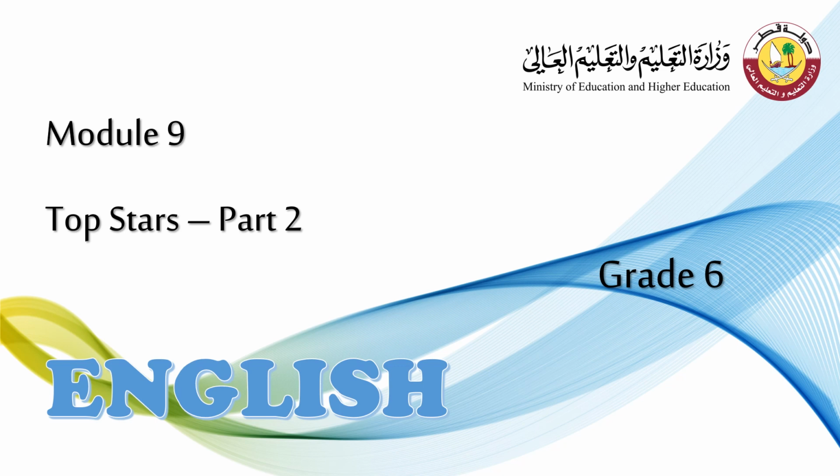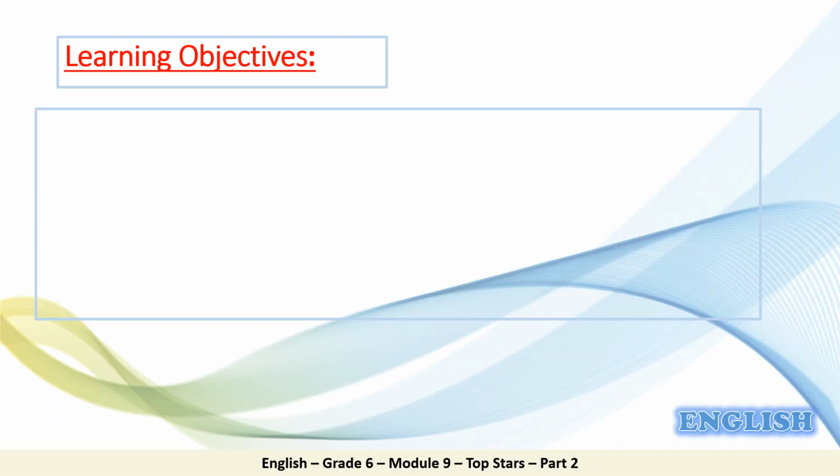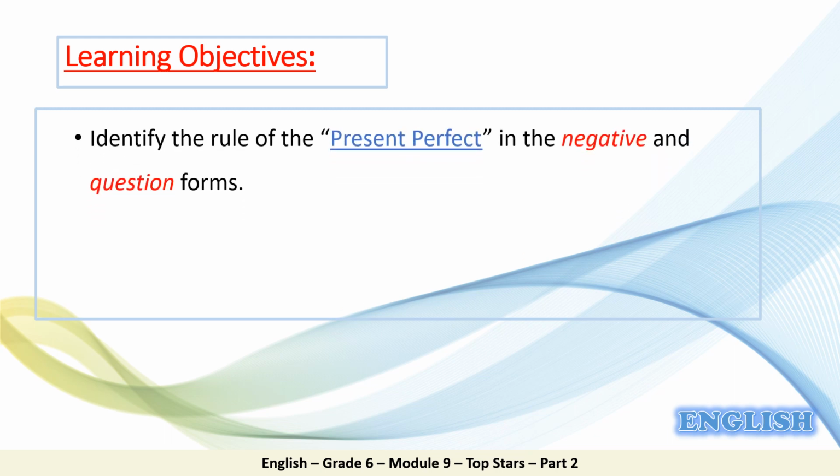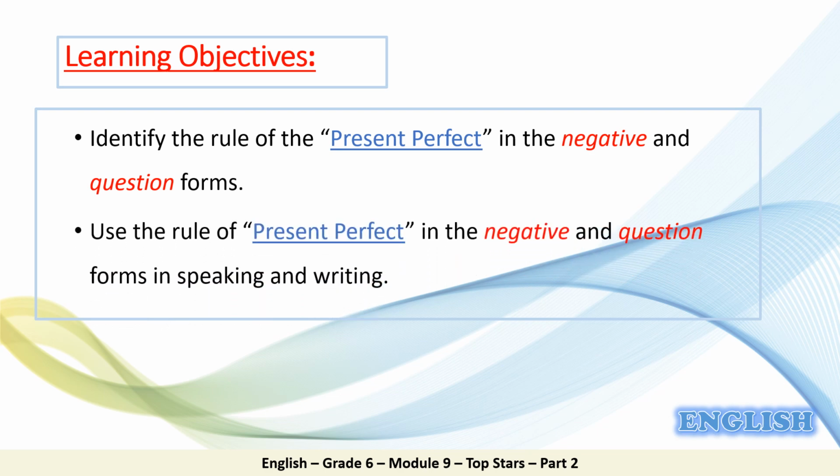Today's lesson is Module 9, Top Stars, Part 2. The learning objectives for today's lesson are number 1, identify the rule of the present perfect in the negative and question forms. And number 2, to use the rule of the present perfect in the negative and question forms in speaking and writing. Alright, let's start.